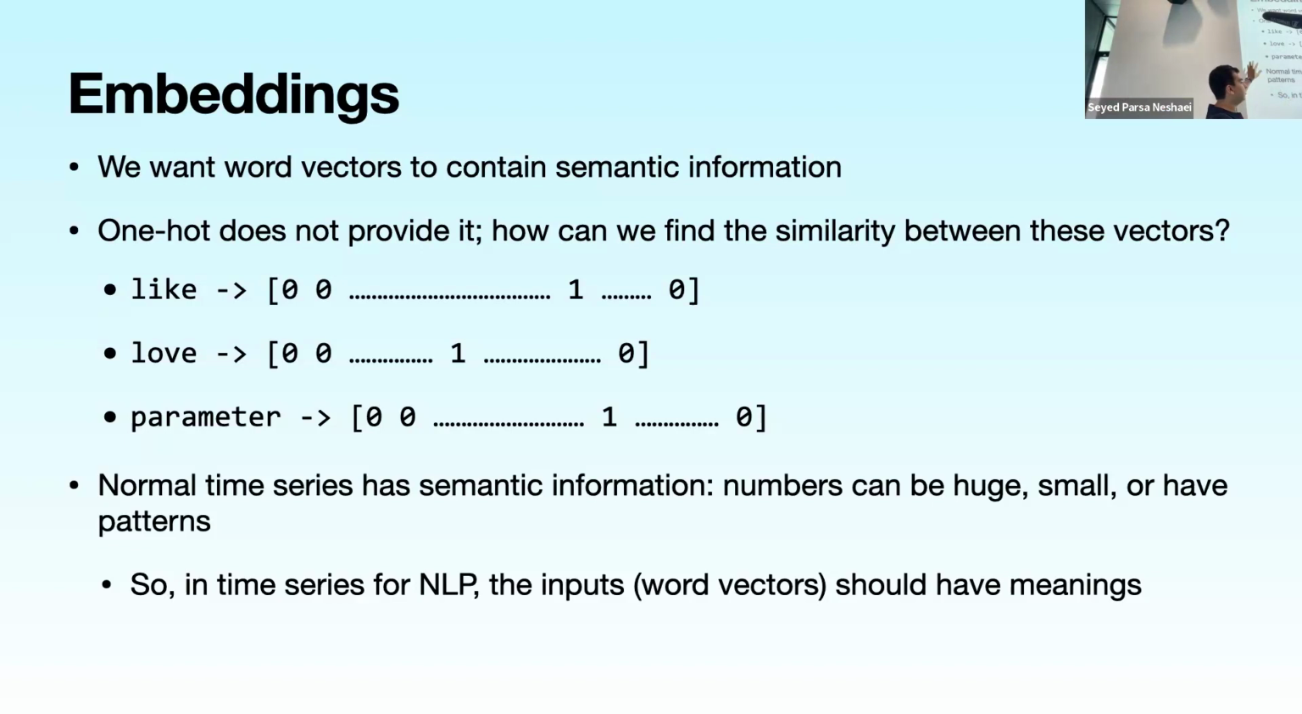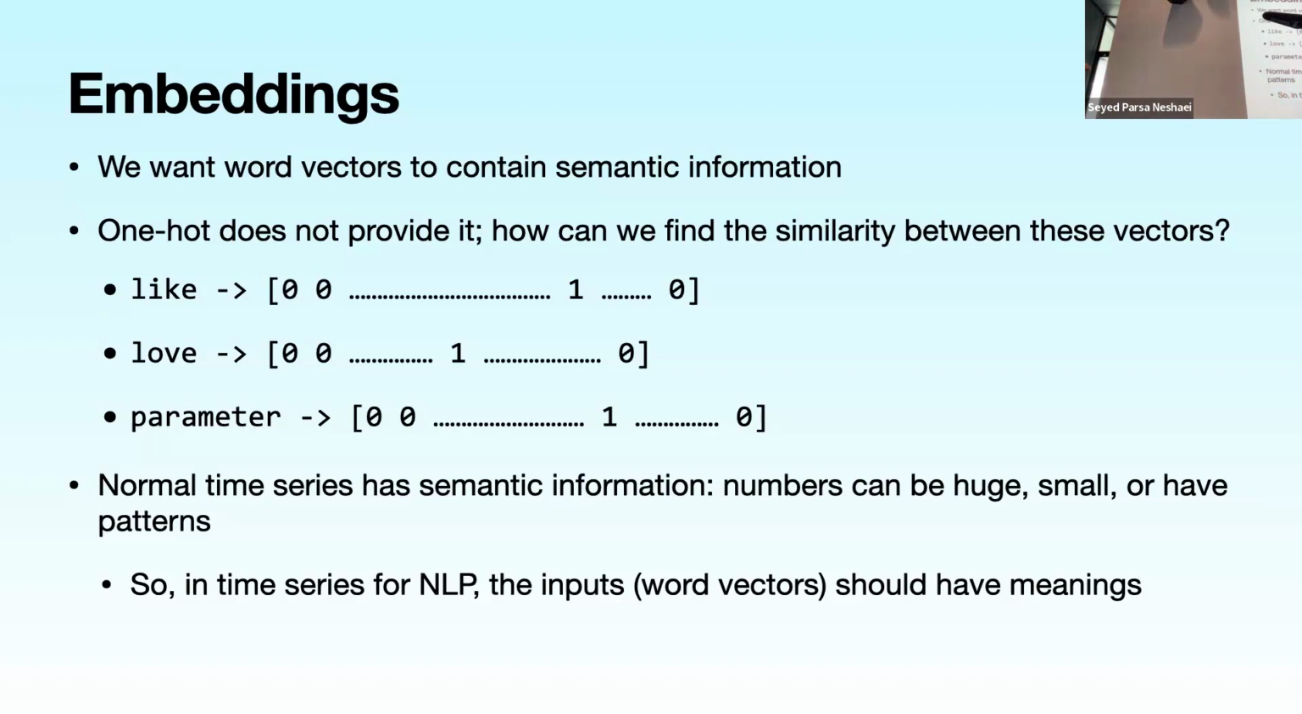But when we are going to NLP, with that approach, this characteristic of time series is lost. We lose the semantic information if we do one-hot vectors. So we want also in the NLP task to have meanings for word vectors. And that's why people have explored the domain of embeddings.